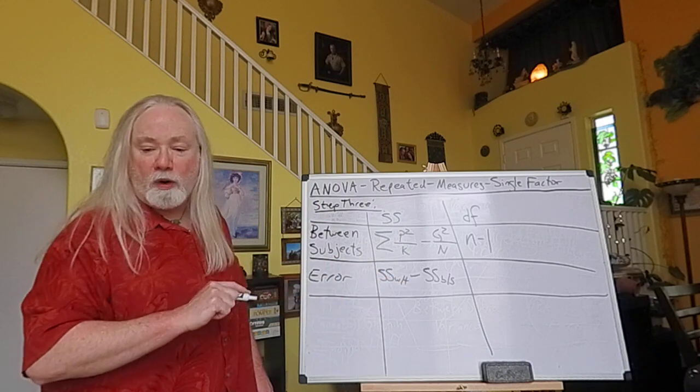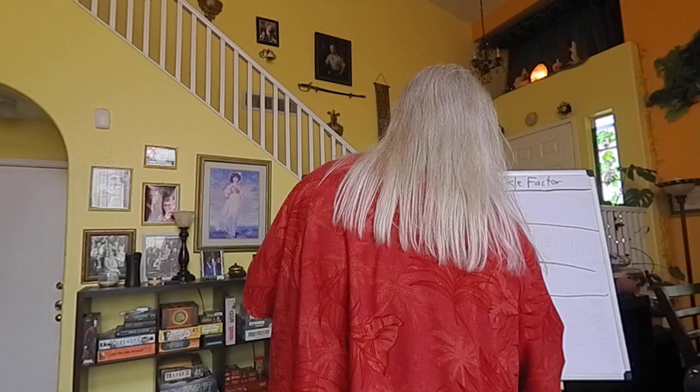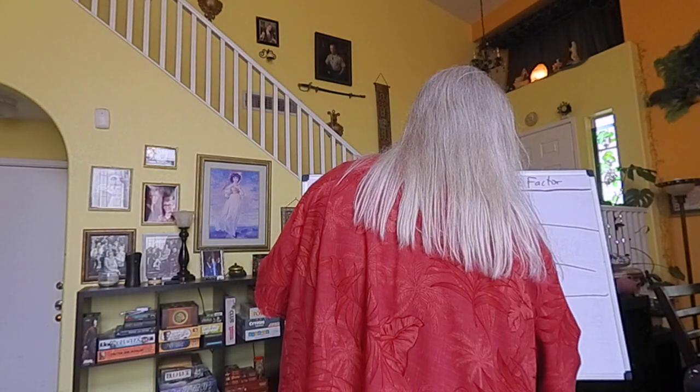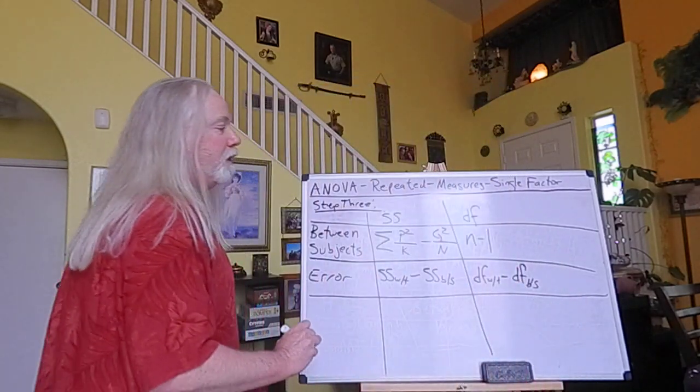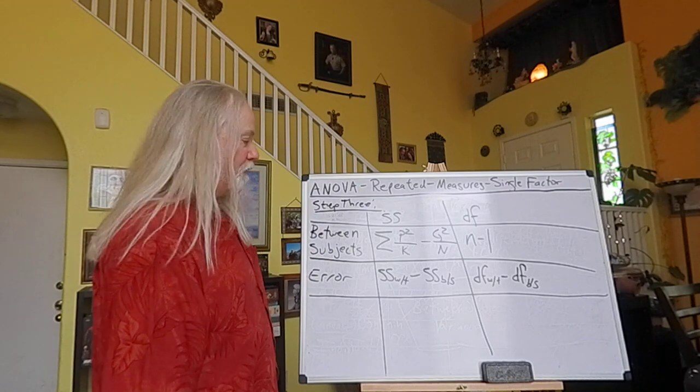Our degrees of freedom for the error term, again, we're just going to subtract out. So you get your degrees of freedom for your within treatments and subtract out of it your degrees of freedom for between subjects. So we're literally going to calculate this box and subtract it out and take what's left over.